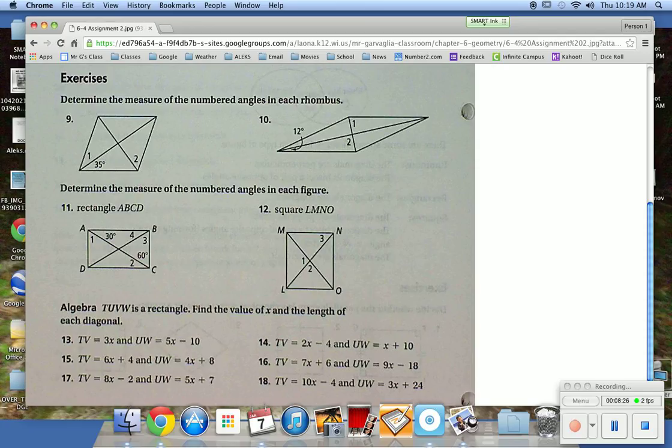All right, and the bottom one is, yep, the bottom 6 are just figuring out. So I would draw what they want, a rectangle, I would label it, and then figure them out.